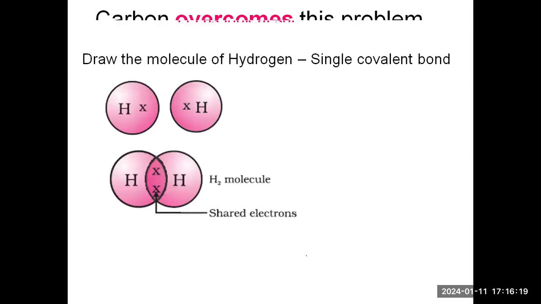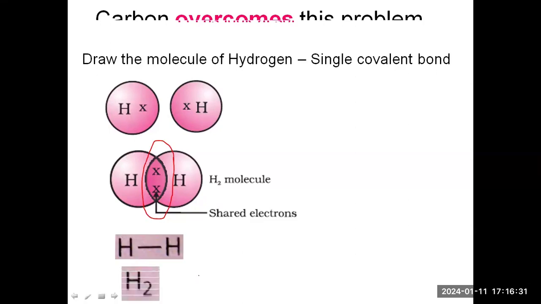Now, how to draw this? This is how we draw. When they ask you to draw the electron dot structure, you simply need to show the shared pair of electrons between two hydrogen atoms, right?